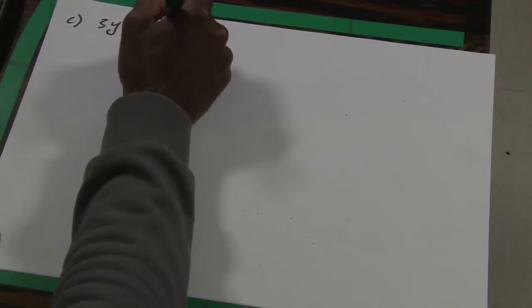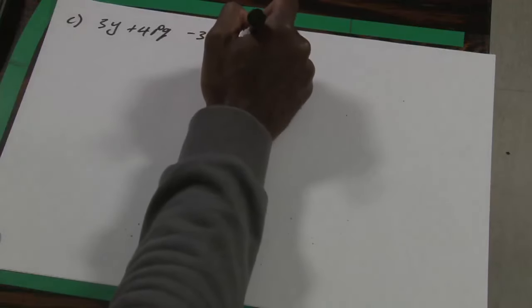Maybe talking about grouping, I just want to take a look at one more example that involves grouping. We have 3y plus 4pq minus 3p minus 4yq. Okay, we have four terms. All of them are slightly different from the others, but the point is that we still want to group. By grouping, you group terms that have common factors together.